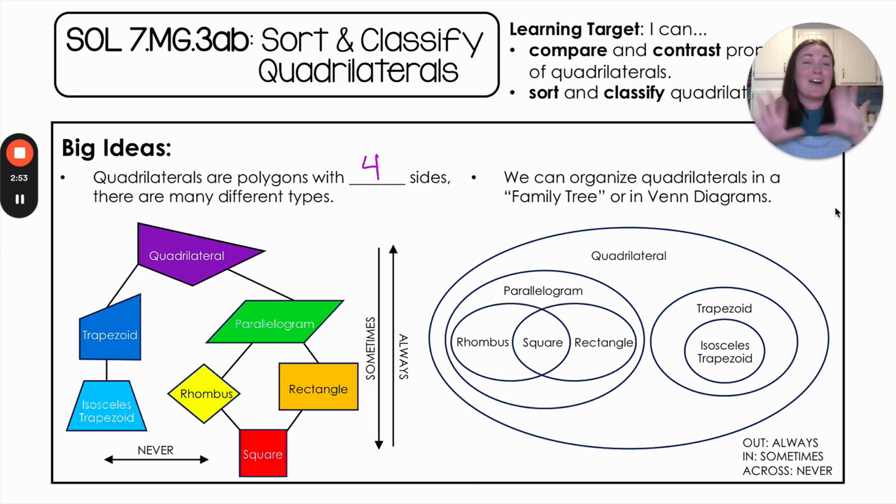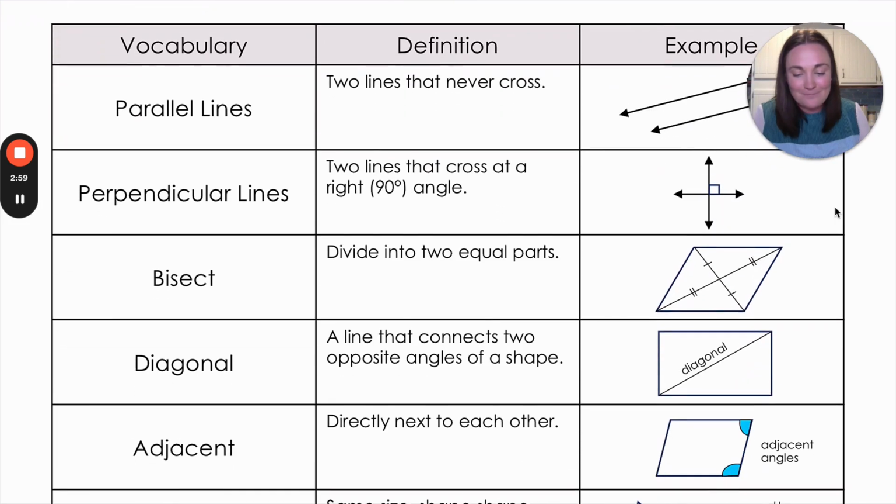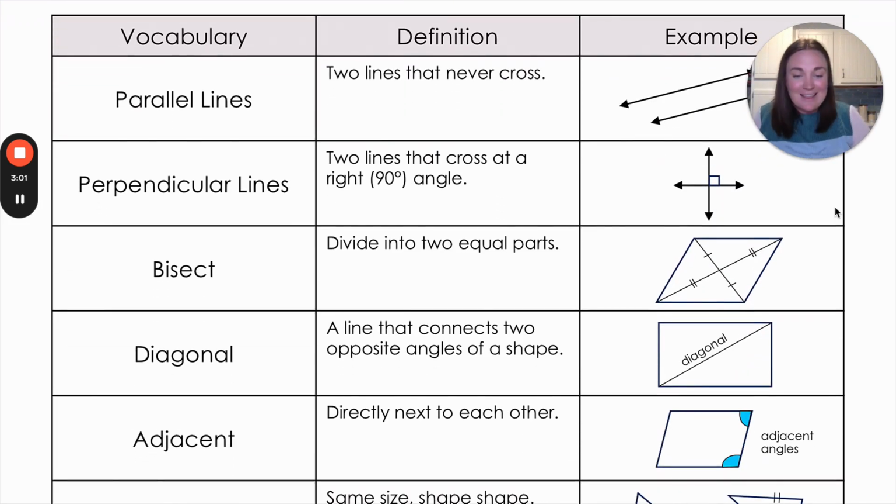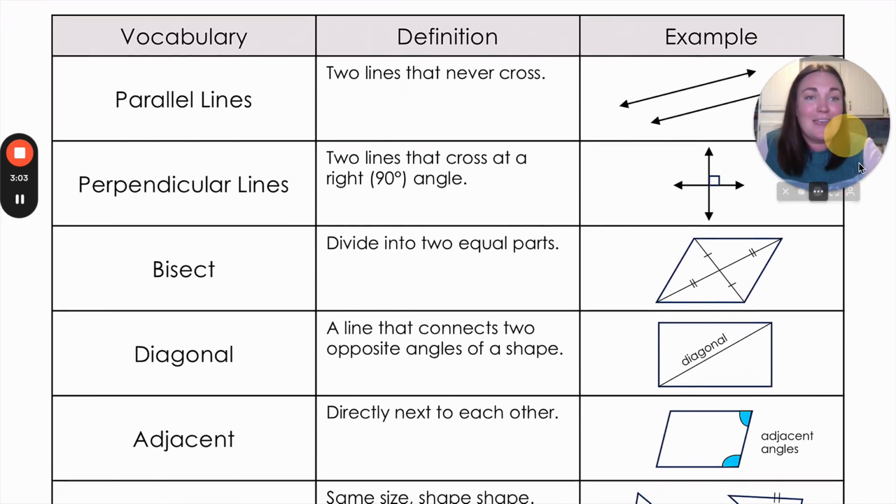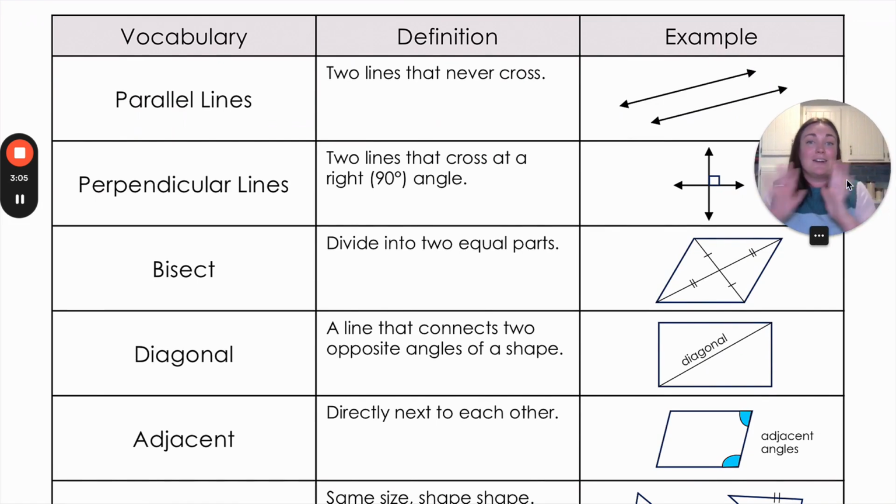So before we get into all the little details and properties of these quadrilaterals, we have to remember some key vocab. So let's take a look at that. The first one is parallel lines. If you have parallel lines, those are two lines that are never going to cross. So think railroad tracks, shelves on a bookshelf. They are two lines that are side by side and will never cross, no matter how far you go.